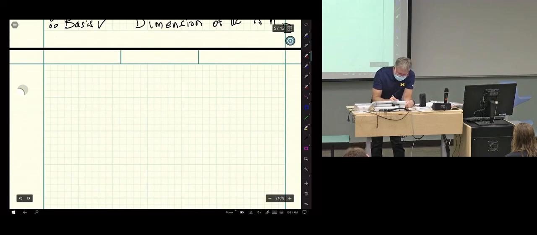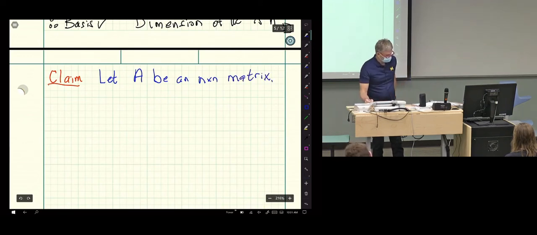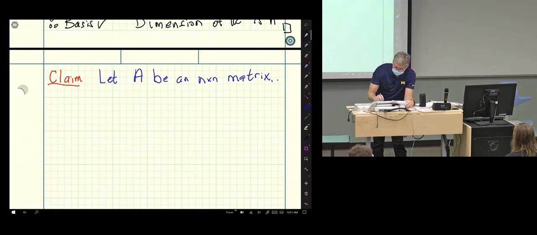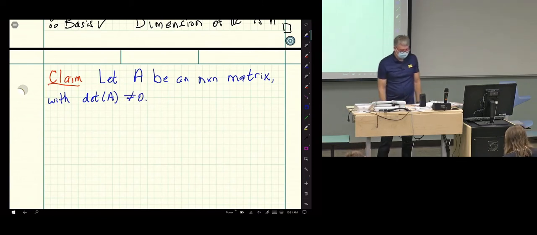Here's another claim. Let A be an n by n matrix with determinant of A not equal to 0. So it's square, we can take its determinant.